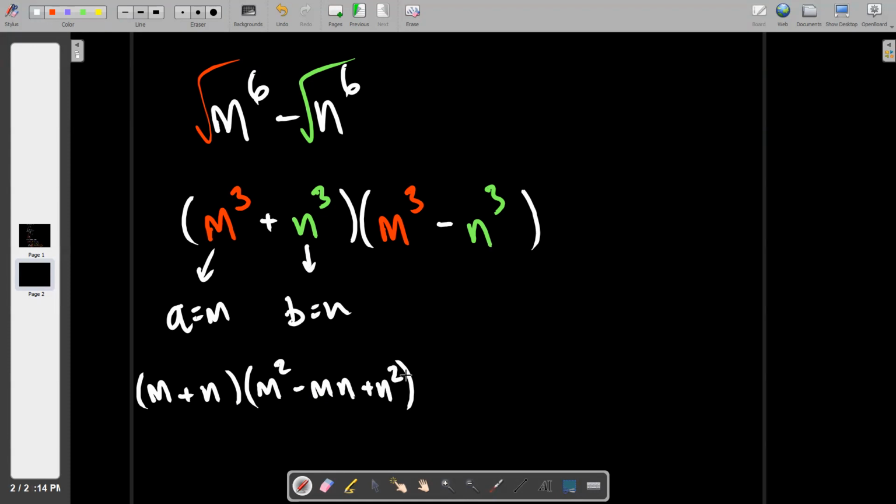And then the next one. Yeah, so A is M again, and B is N again. And again, structurally, they're identical. The pieces, the AB, A squared, AB, B squared are the same. It's just the signs are a little bit different.